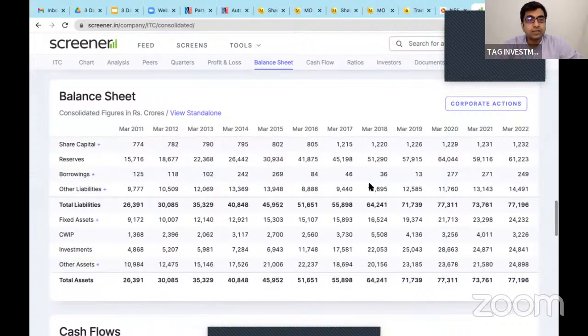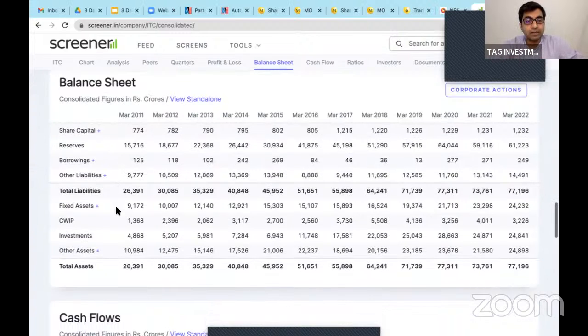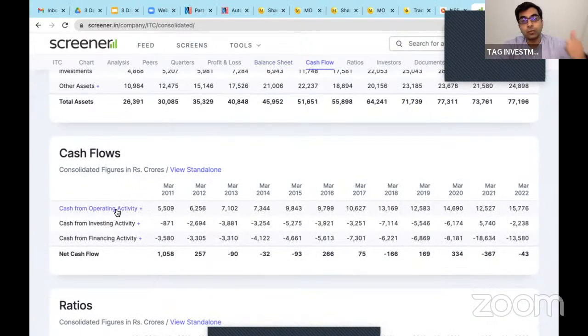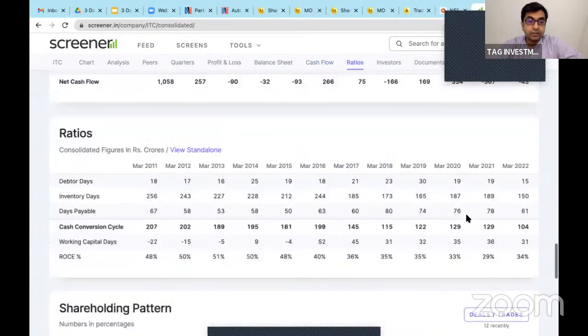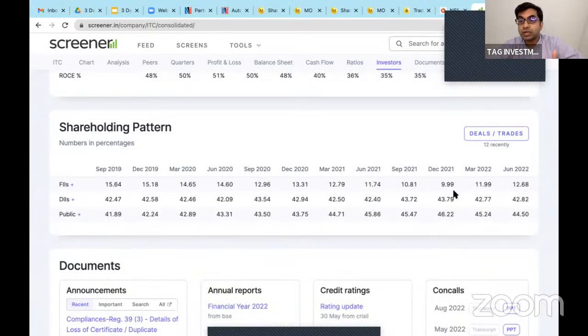On the balance sheet, you can check what the reserves, borrowings, and liabilities are. Then cash flow from operating activity, from investing activities, from financing activities. Is it positive cash flow or negative cash flow? It is very, very important to have a positive cash flow as far as operating activities are concerned. Investing and financing activities can still be negative because they would have invested somewhere or taken a loan. That is understandable if it is a negative cash flow, but operating cash flow should always be positive.